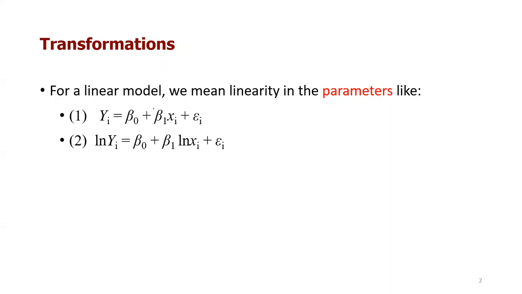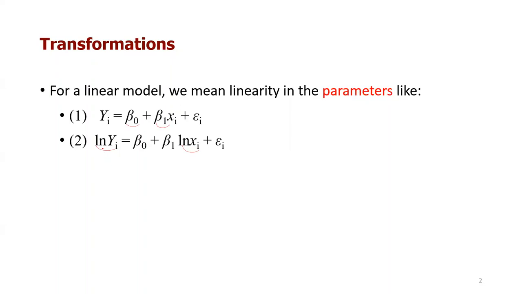For a linear model, we mean linearity in the parameters. So beta 0 is a parameter, beta 1 is a parameter. So this is a linear model, right? Well, this is ln yi equals beta 0 plus beta 1 times ln of xi plus epsilon i. Is it linear? Although you may think that you just take the natural logarithm of y and the natural logarithm of x, so this is not linear, well, it's not the case.